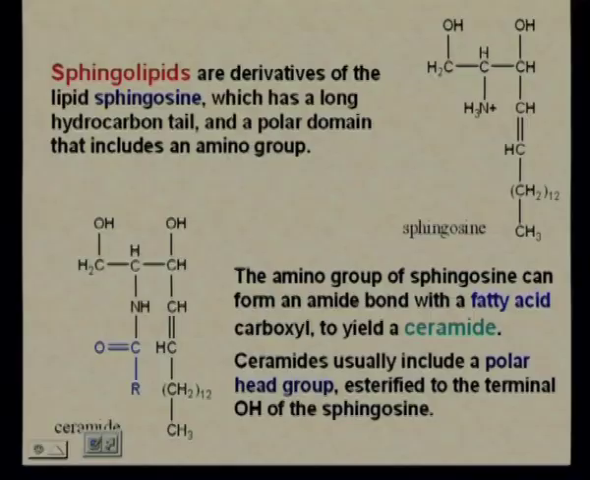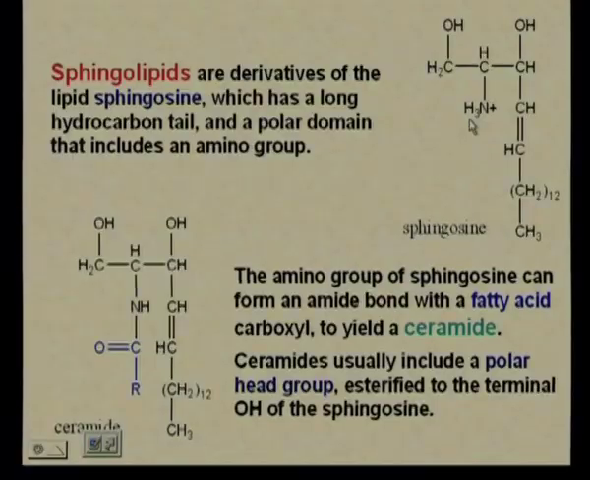It can form an amide, right. You see in this part that we have an RC double bond O NH, because we have just like an amino acid linked to an NH3+. That would give you what? An amide. So, the amino group of the sphingosine can form an amide bond with the fatty acid, and that gives you what is called a ceramide. Okay?